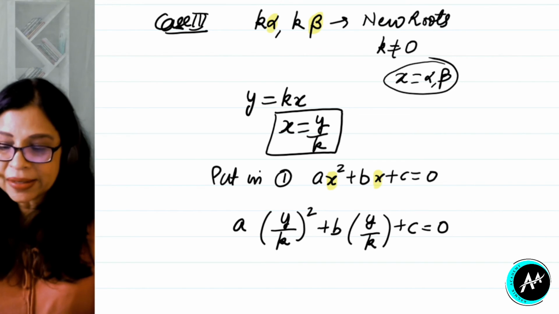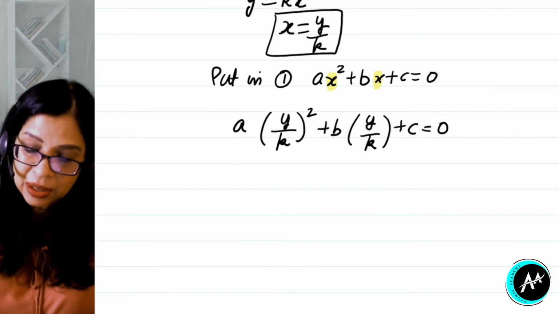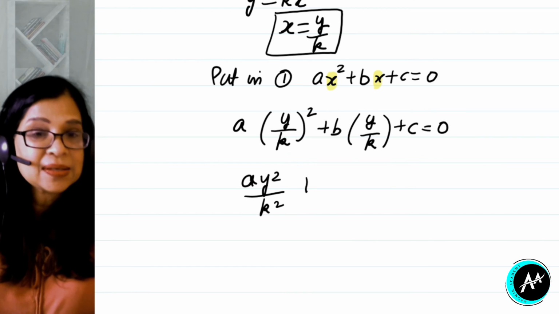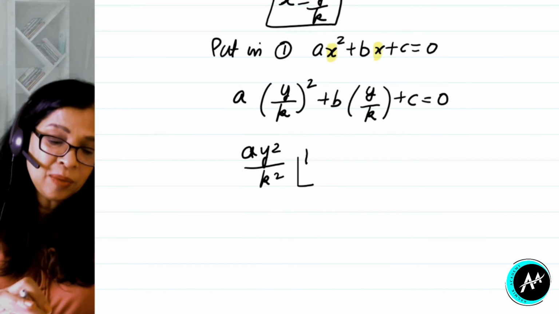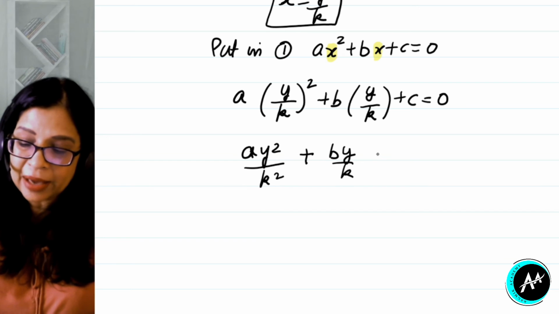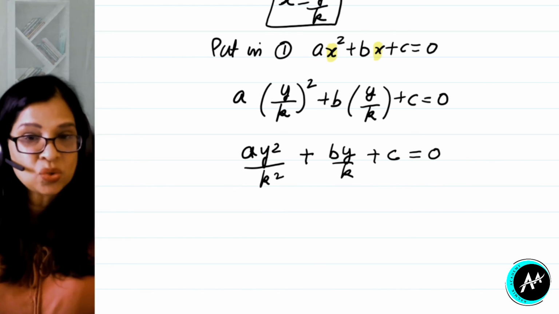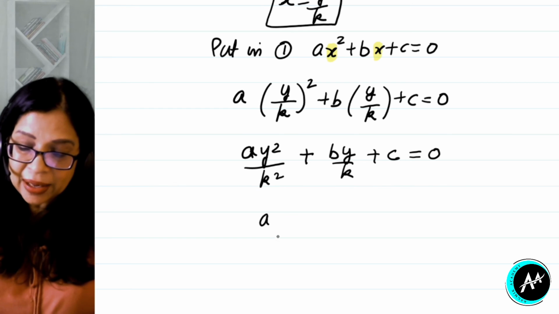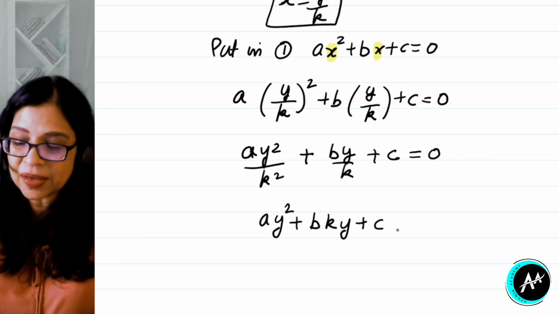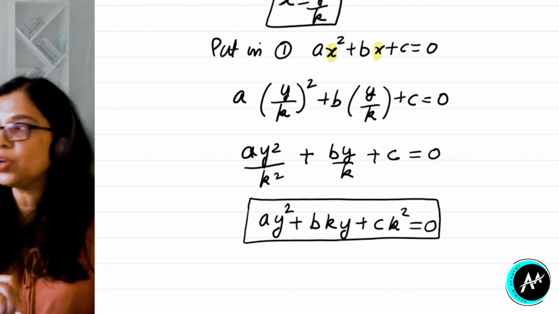Alright. Now let us solve further. Now this will give you a into y square upon k square plus b y upon k plus c is equal to 0. Let me take LCM over here, k square, and cross multiply. So I get ay square plus bky plus ck square is equal to 0. So this will be the new equation.